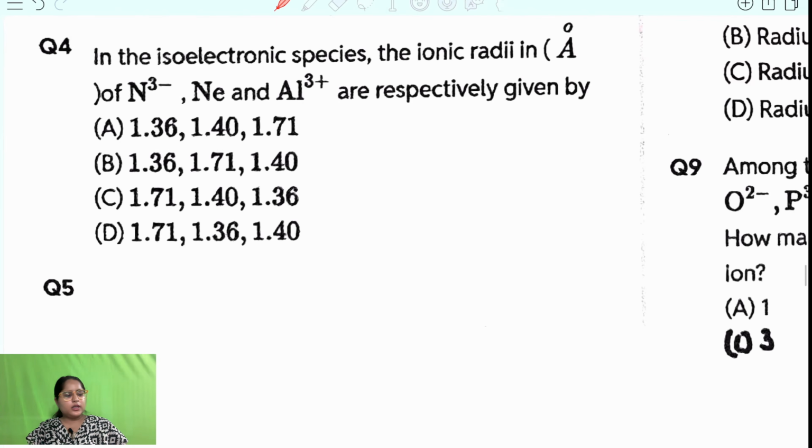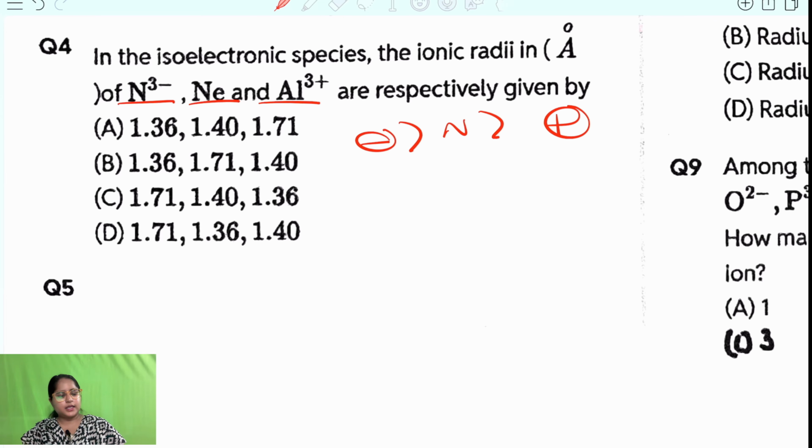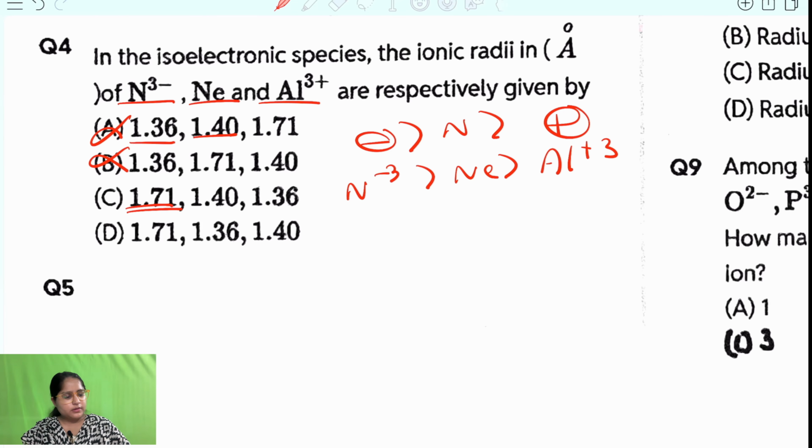Next, in the isoelectronic species, the ionic radii in angstrom of N minus 3, Ne and Al plus 3 are. So, just now I have told you about ionic size. What is the trick? Minus, then neutral, then plus. So, N minus 3 will be more, then neon, and then aluminum. N minus 3 should be maximum, 1.36. 1.7, 1.4, very good. So, C option is the right option.